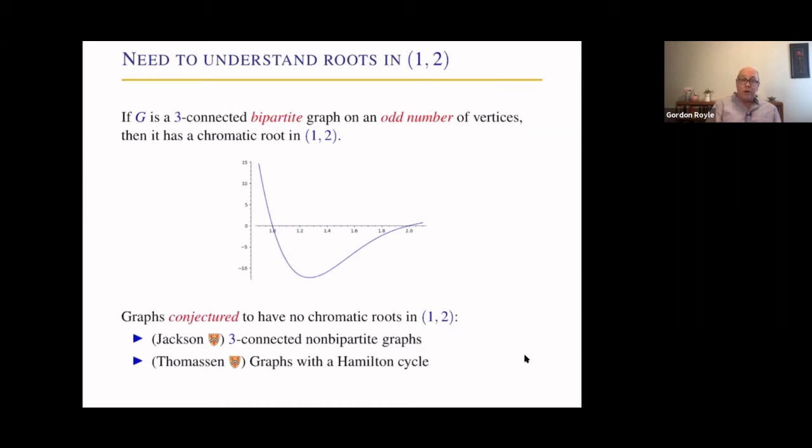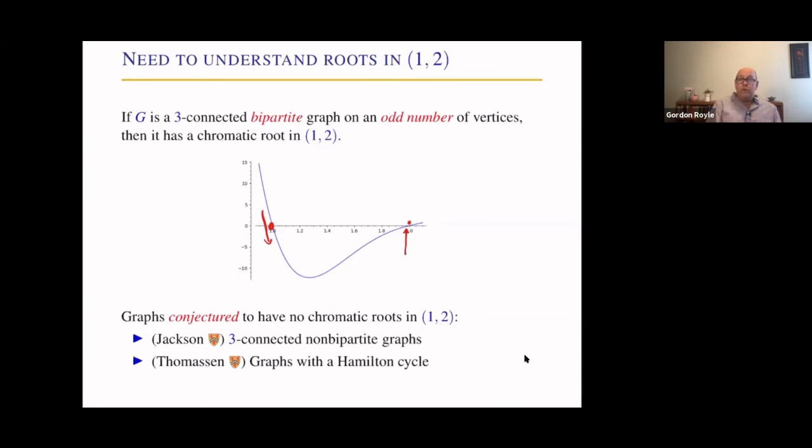Any 3-connected bipartite graph on an odd number of vertices will have a chromatic root in (1, 2), because the chromatic polynomial must be heading down as it passes through 1, and it must take the value 2 at 2, since the number of 2-colorings of a bipartite graph is 2. That means that just to the left of 2 somewhere, there must be a chromatic root. It must pass through the x-axis.